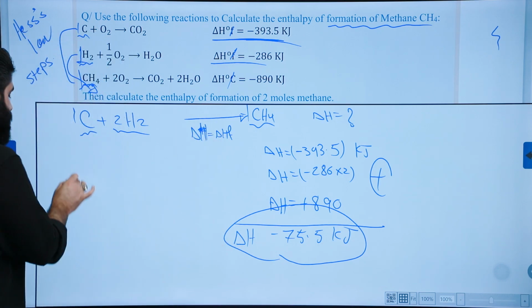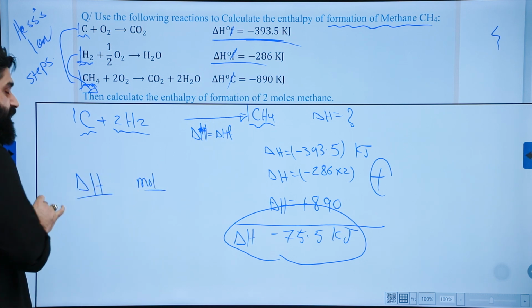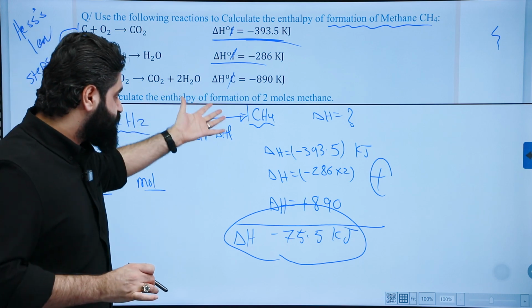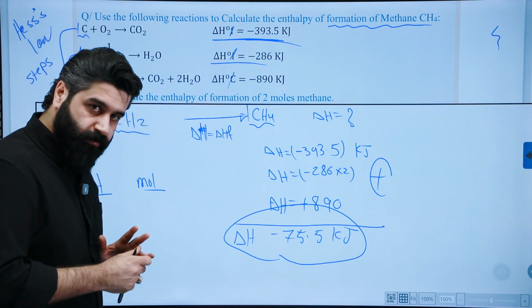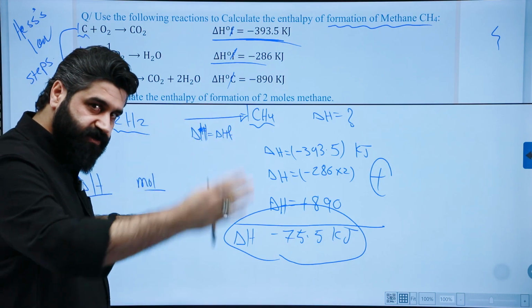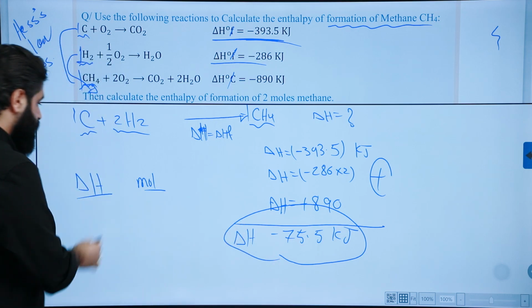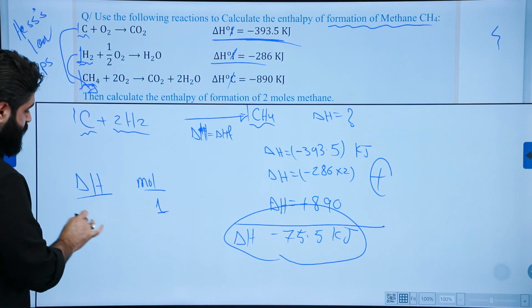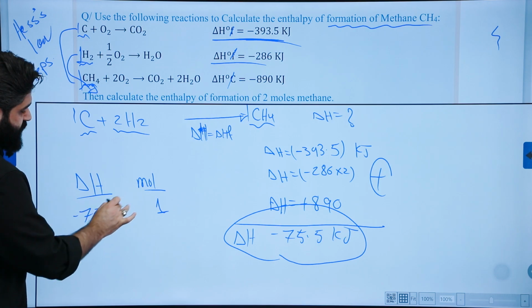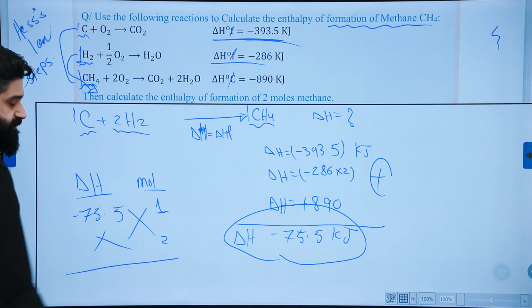How about for 2 moles? Just do this: delta H and mole number. I told you in this part of the book, number of moles, grams, anything else must be delayed until the end of the solution, please. For 1 mole, delta H equals negative 75.5. How about for 2 moles? Just put X, cross product. Done.